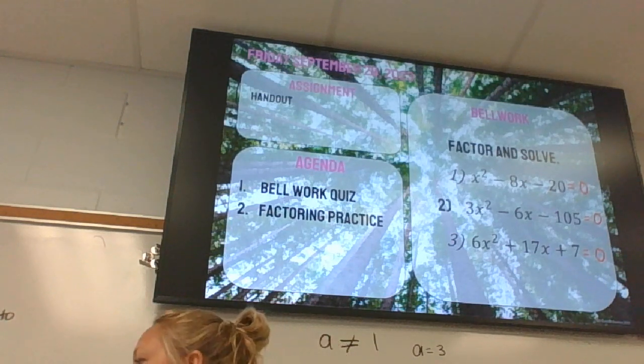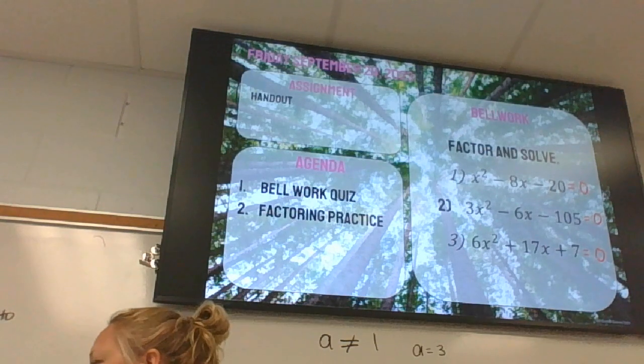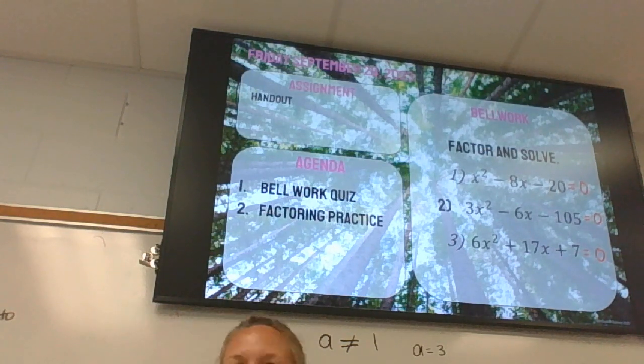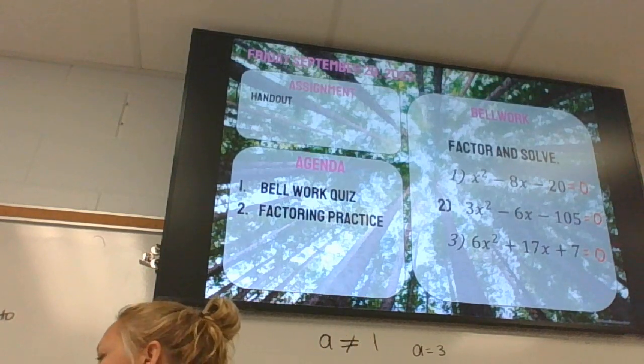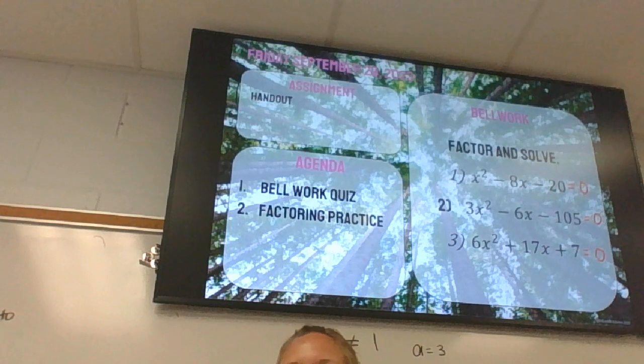So once you find the numbers, you write out 2 sets of parentheses. You put the letter in. So that's the format. Put the X in. And then you put the numbers that we picked. We picked -10, +2. And that's factoring. That was the last 5 minutes from yesterday.